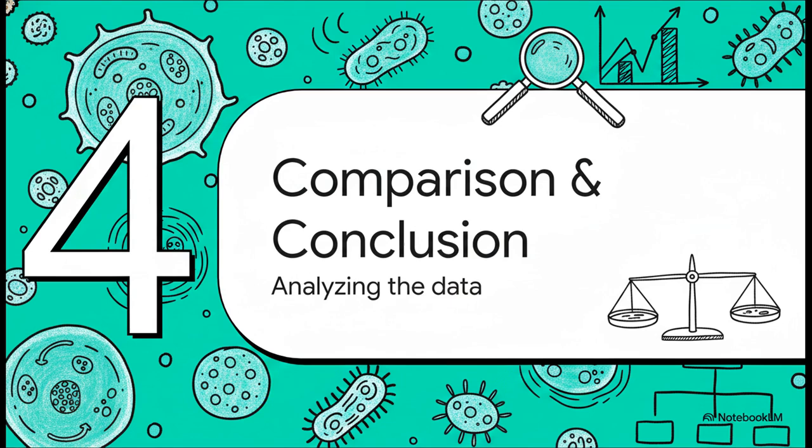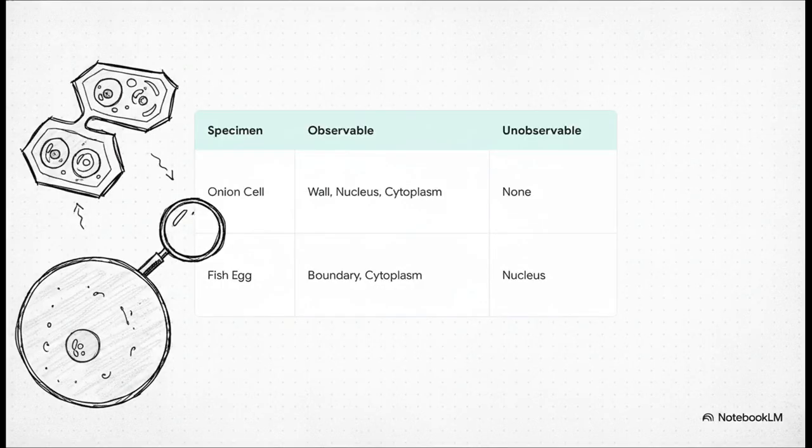Which brings us to part 4, comparison and conclusion. Let's analyze our data. Let's bring all this together. If we map out exactly what we could and couldn't see, it paints a pretty clear picture. With the microscopic onion, we could see the whole setup: cell wall, nucleus, and cytoplasm. But with the fish egg, since we're just using our eyes, we can easily see the outer spherical boundary and the cytoplasm. But that tiny nucleus stays hidden without some extra magnification.